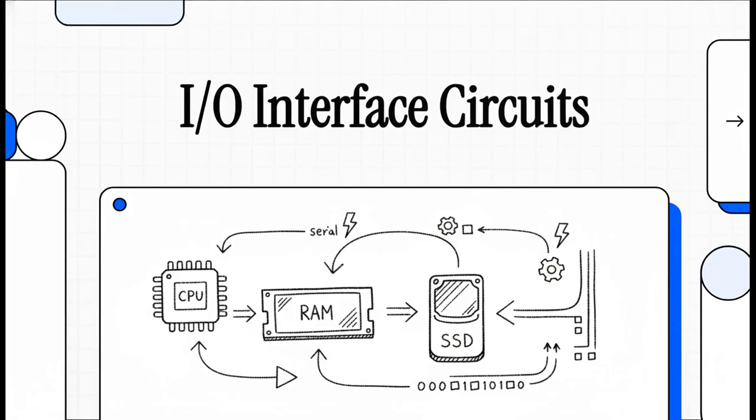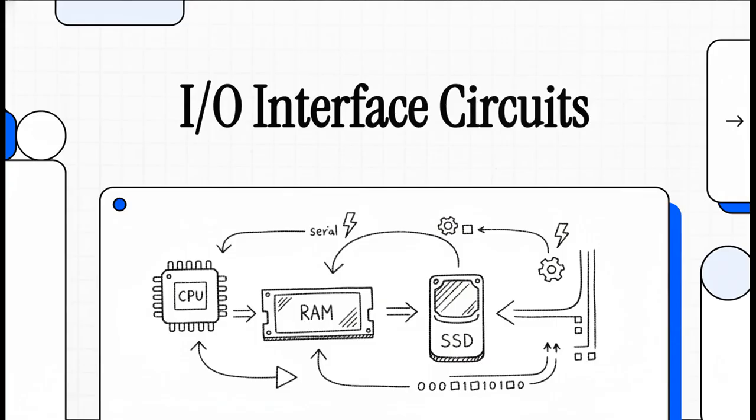You know, every single time you type on a keyboard or move your mouse, there is this incredibly complex, totally invisible dance happening right inside your computer. So today, we're cracking open the machine. We're going to demystify exactly how the blazing fast brain of your computer actually manages to talk to the outside world using I/O interface circuits.